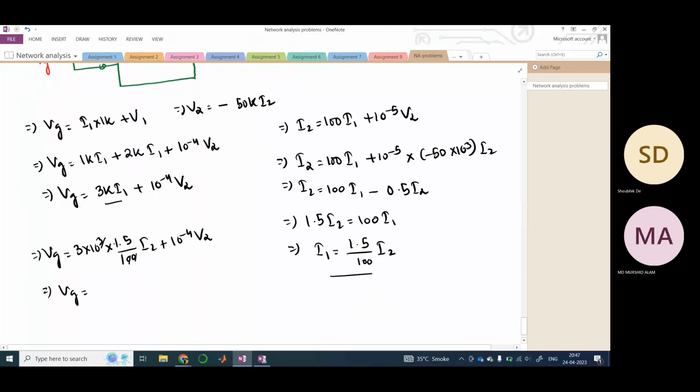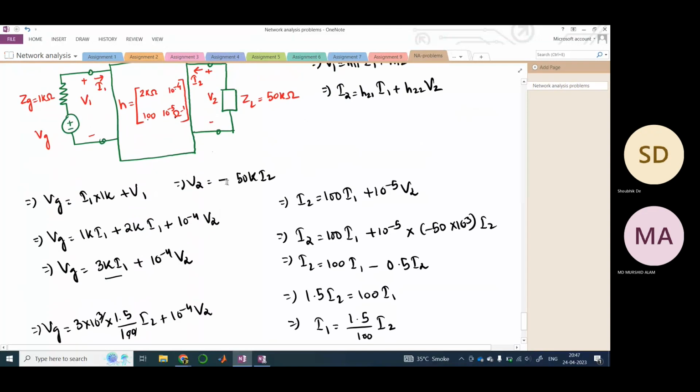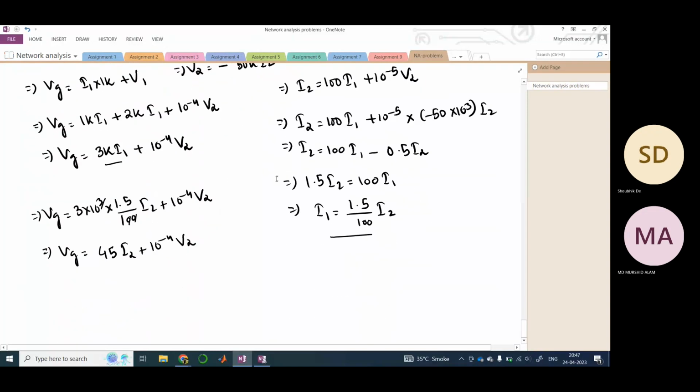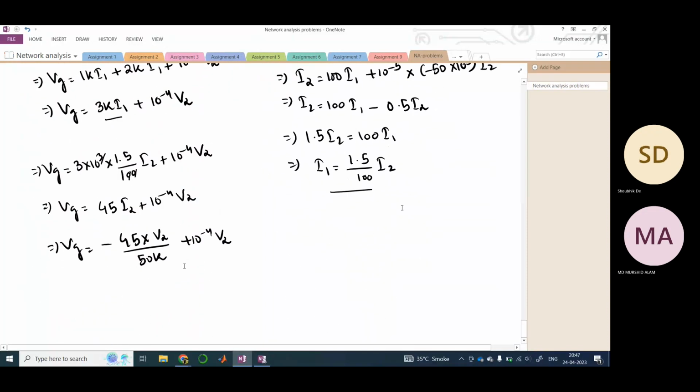So this is gone. So 3k into 1.5 is 4.5k I2, plus V2. Right, now we will substitute this thing here. So I2 would be minus V2 by 50k, so Vg would be minus 4.5k into V2 by 50k plus 10 to the power minus 4 V2. So I'm just substituting I2 here. If I had substituted I2 equals to, then there would have been no point, right?